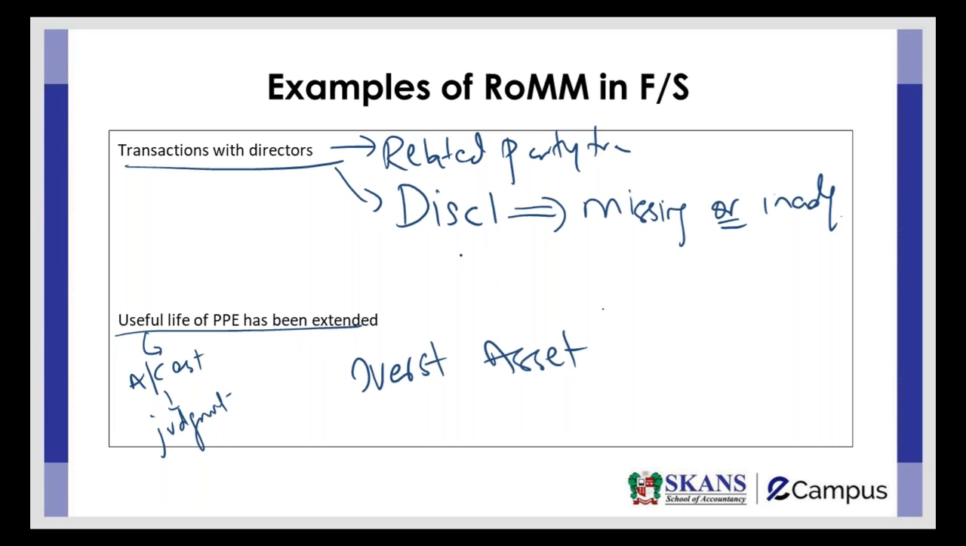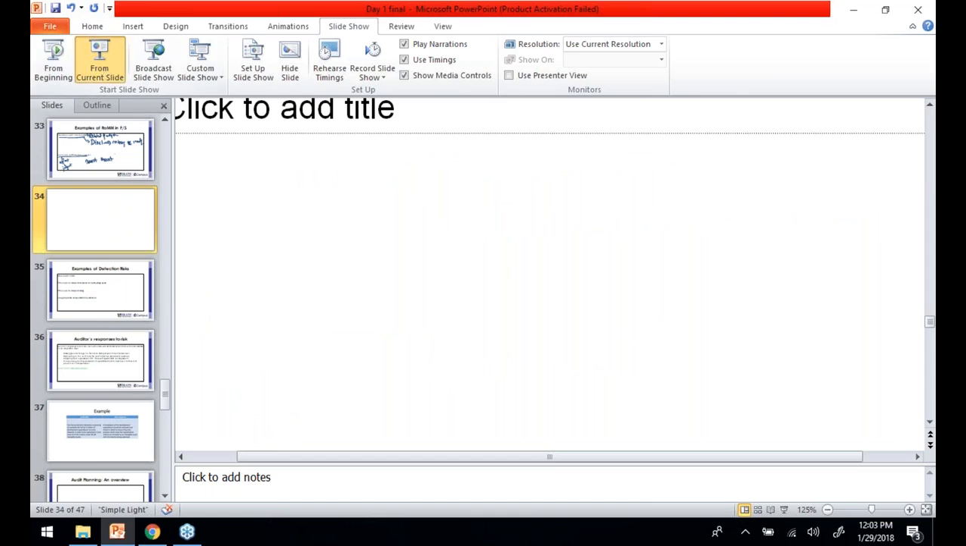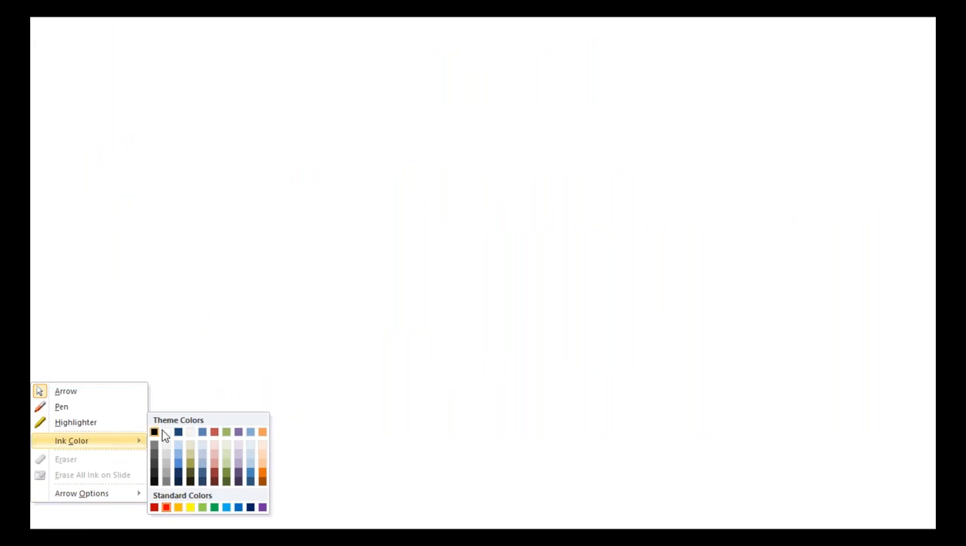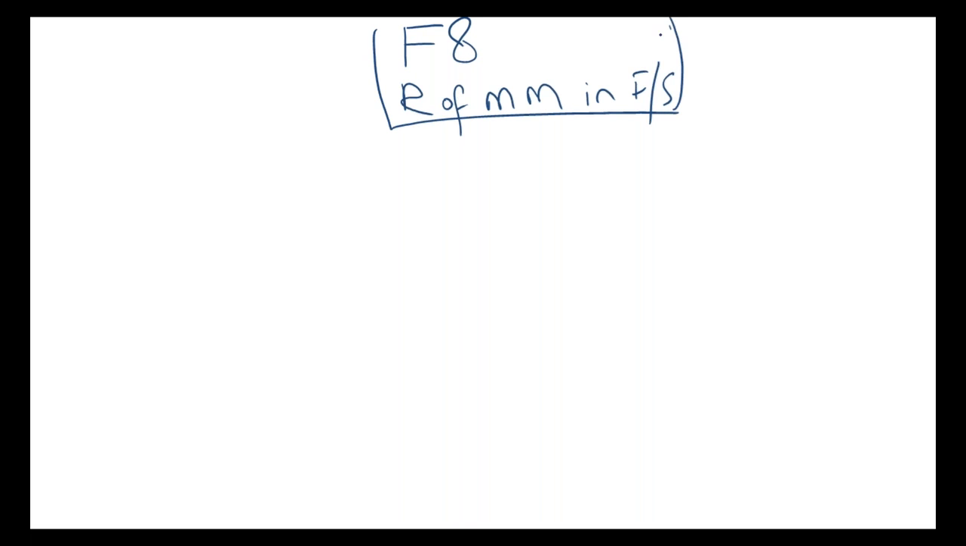Before I stop with the examples, I need to tell you something, guys. I'm going to add a quick slide over here so I can tell you something. I want you to pay attention. In the F8 exam, when you're talking about risk of material misstatement in financial statements, a few things you need to keep in mind. Misstatement is only a word that you can use for errors. You cannot use it generally. Only use the word misstatement if the risk is that there are errors.